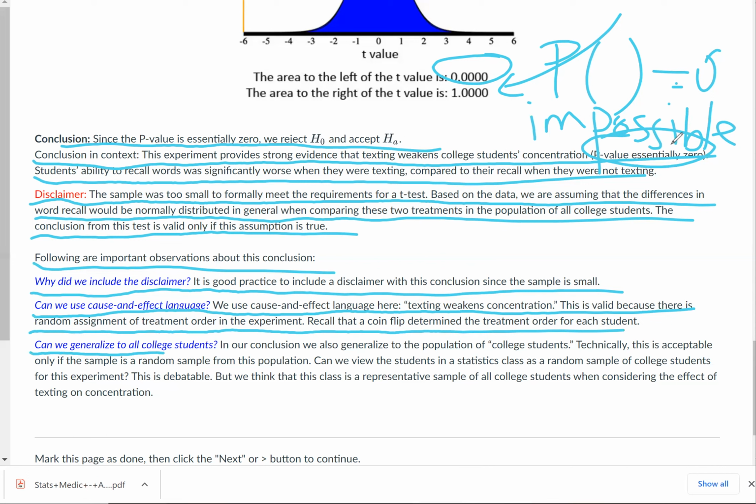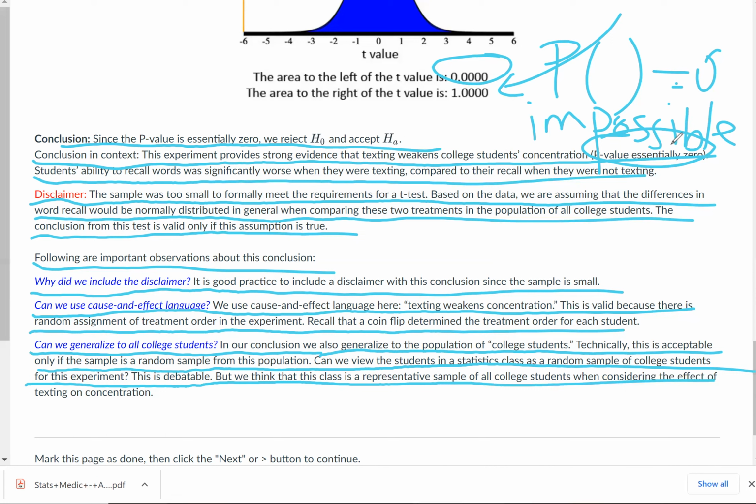Also, can we generalize to all college students? In our conclusion, we also generalize to the population of college students total. Technically, this is acceptable only if the sample is a random sample from this population. Can we view the students in a statistics class as a random sample of college students for this experiment? That's debatable, but we think that this class is a representative sample of all college students when considering the effects of texting on concentration.